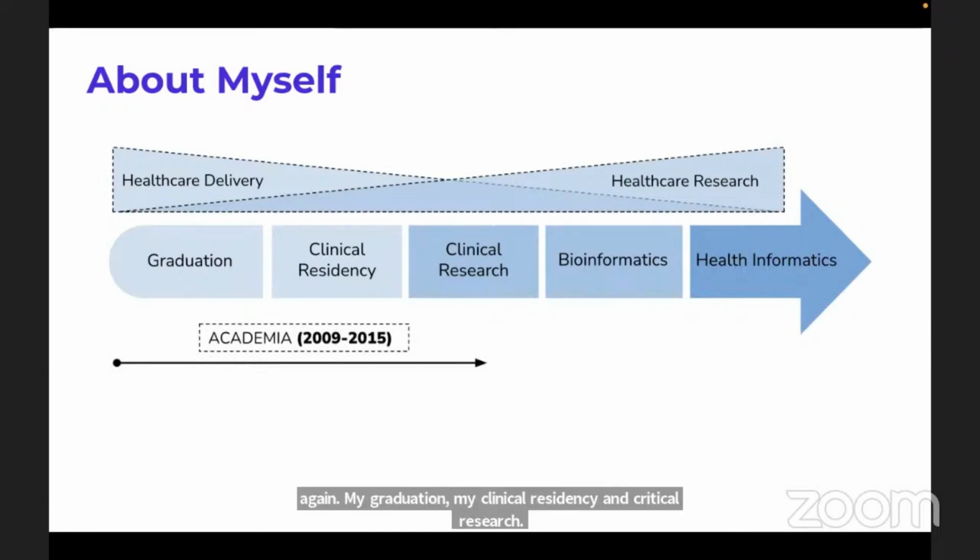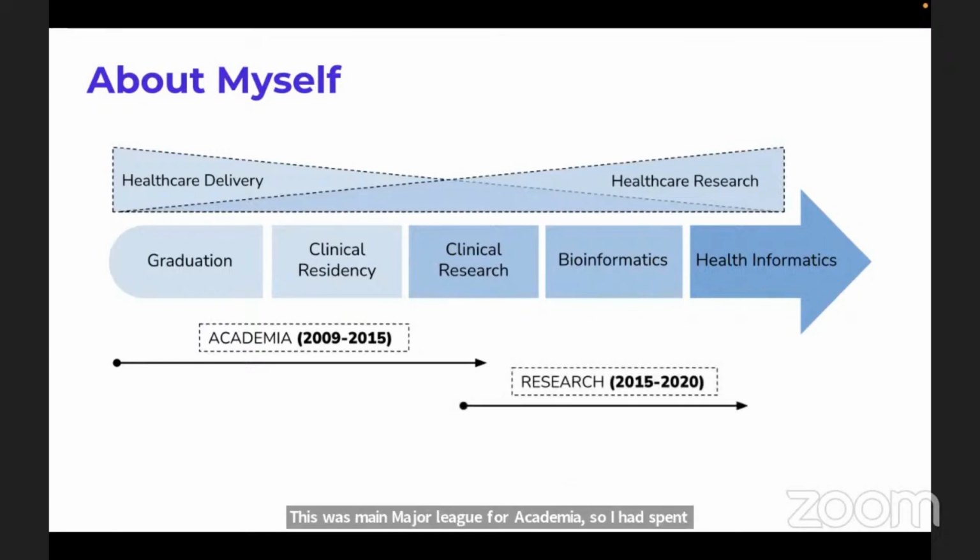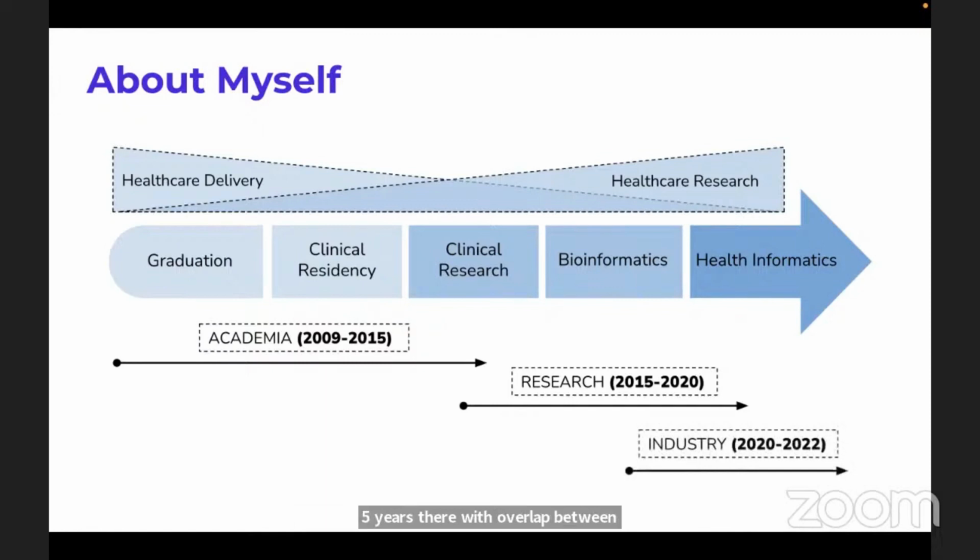My graduation, clinical residency and clinical research were majorly in academia. I spent almost 6 years in academia. Research, I spent the coming 5 years. There would be overlap between academia and research. And only for the last 2 years, I have been in the industry.